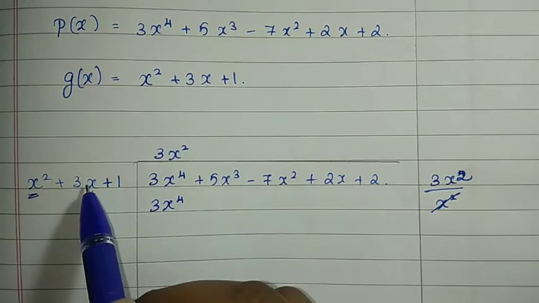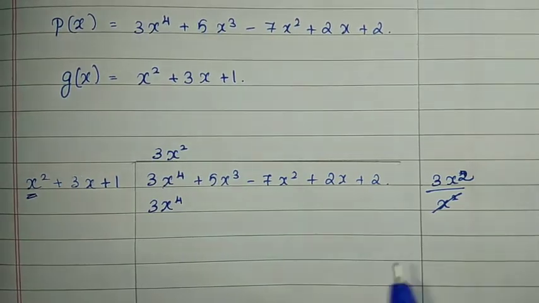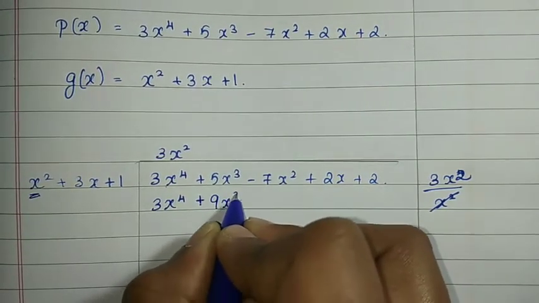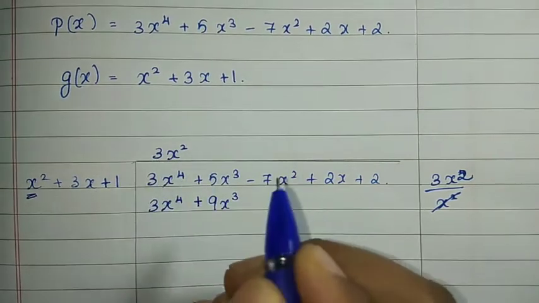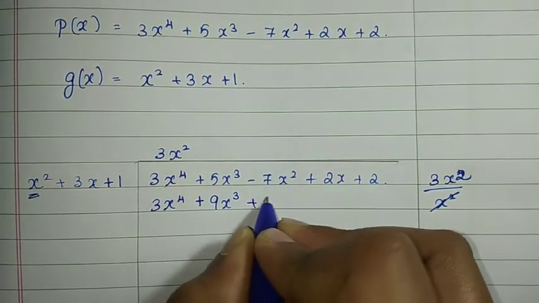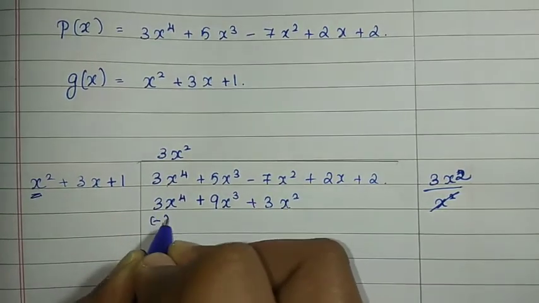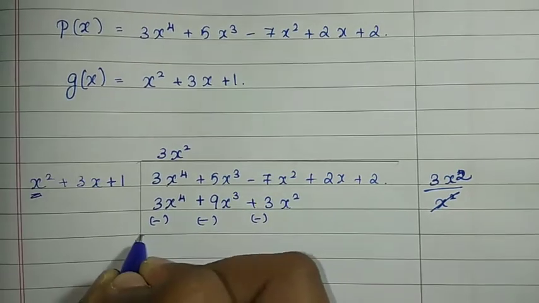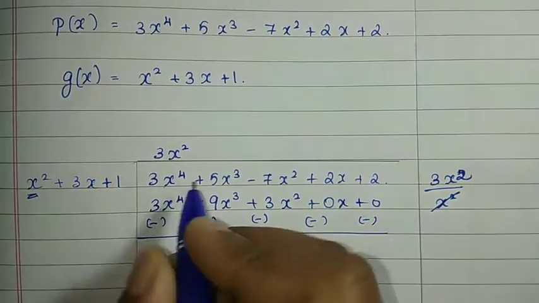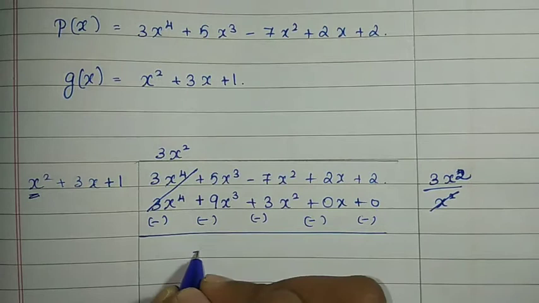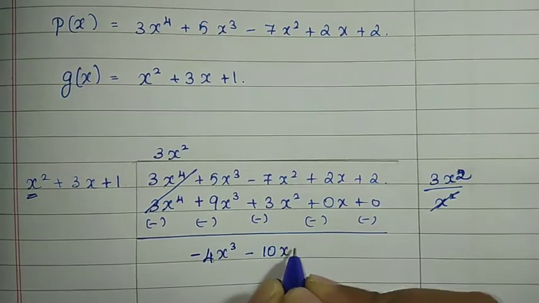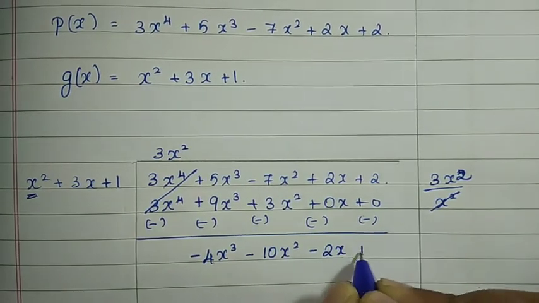So 3 into 3 is 9, and x into x square is x cube. Plus into plus is also plus, so 9x cube. Plus into plus is plus, 1 into 3 is 3, so plus 3x square. So now I will be changing the sign. And you can write 0x plus 0 also. This term will get cancelled and this will become minus 4x cube minus 10x square minus 2x plus 2.